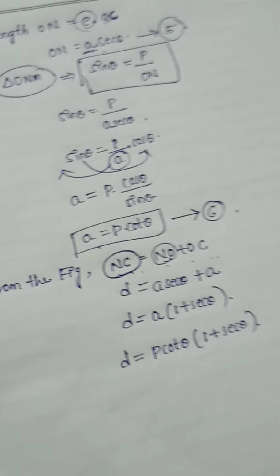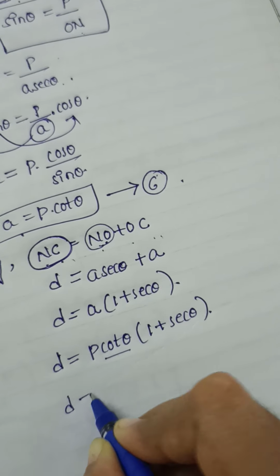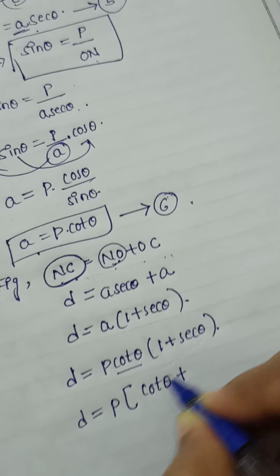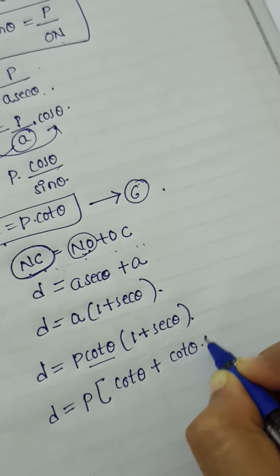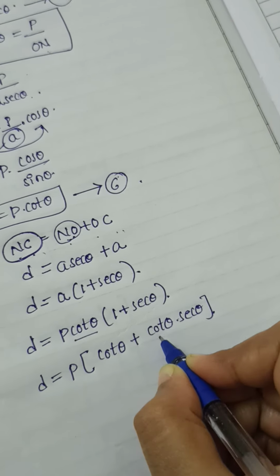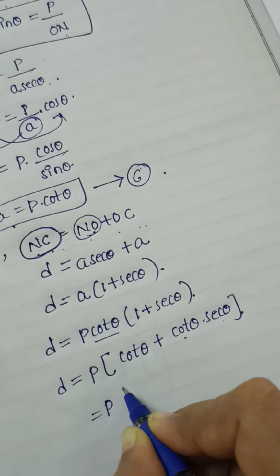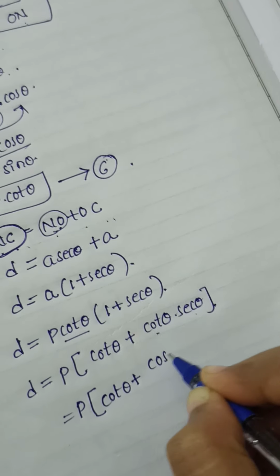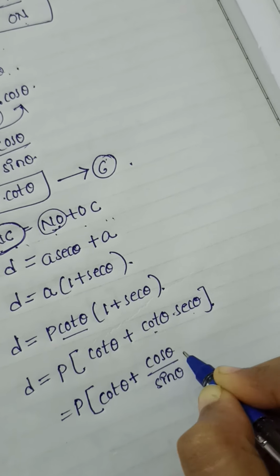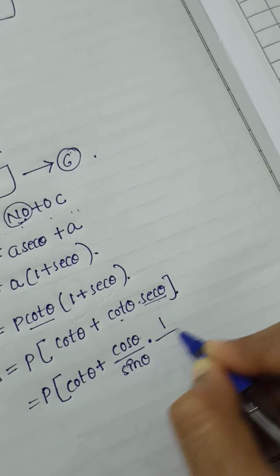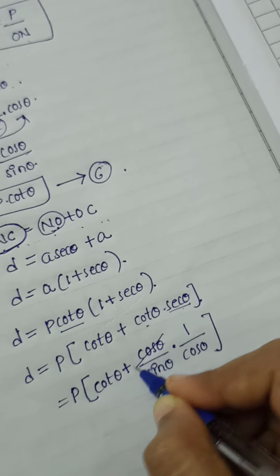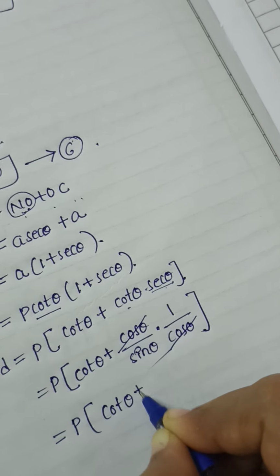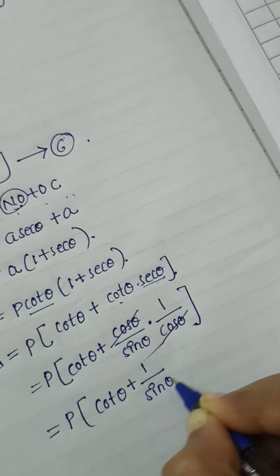Now simplify this equation. Take cot theta inside: D is equal to P into cot theta plus cot theta into sec theta. Now substitute the values of cot theta and sec theta in this equation, that is P into cot theta as it is, plus cot means cos by sine, and secant theta means 1 by cos theta. So cos theta gets cancelled. Next it is P into cot theta plus 1 by sin theta.